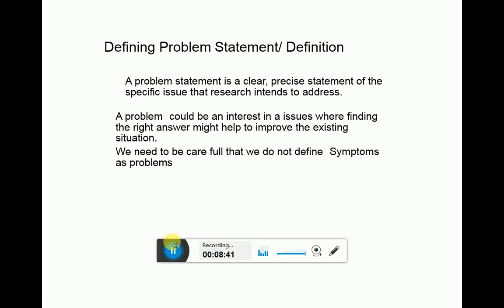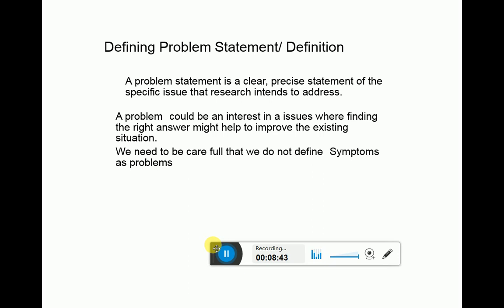Now what is a problem statement or problem definition? Further, a problem statement is a clear, precise statement of the specific issue that research intends to address. That is, a problem statement or problem definition is a statement whose basic aim is to explore the results, the ideas, the questions which the researcher wants to find out.